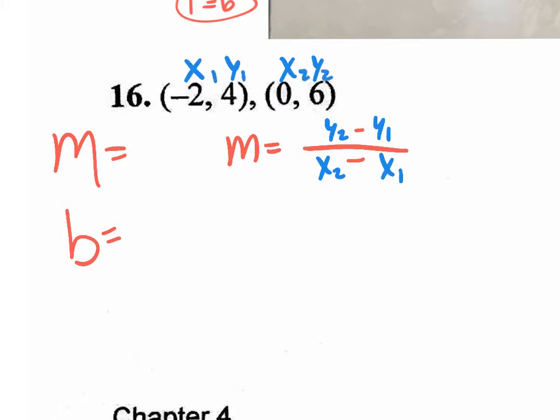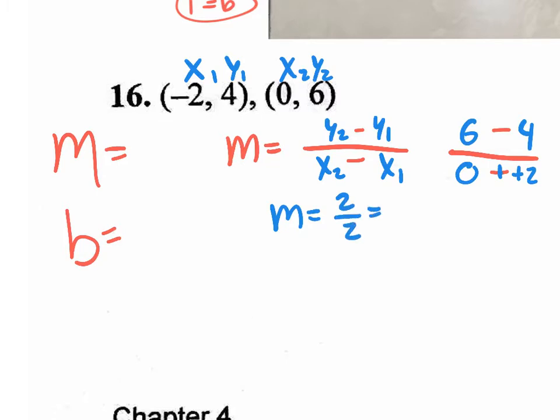Now, when I plug in my values, I'm going to do the division and the subtractions, symbols first, and then plugging in our actual values. Y2 is 6, Y1 is 4, X2 is 0, X1 is negative 2. Change it to plus plus. So your M value really is 2 over 2, which is really 1, correct? Yes. Thank you. So M equals 1. Now you still need your B value. So what could you do?